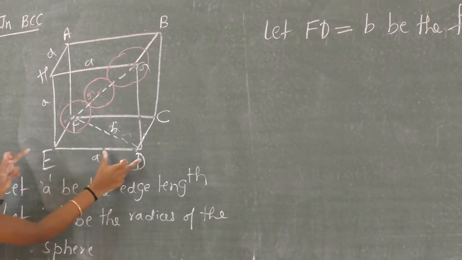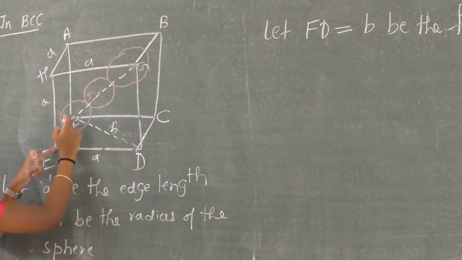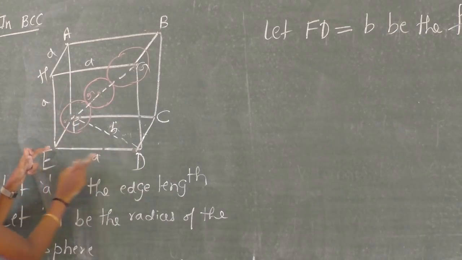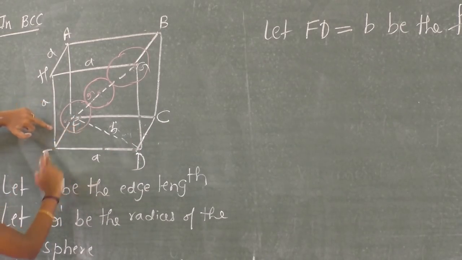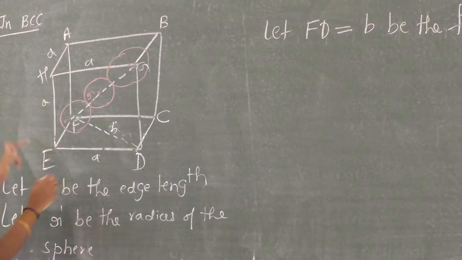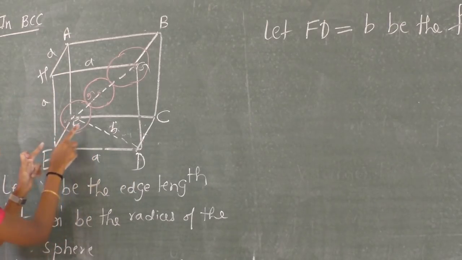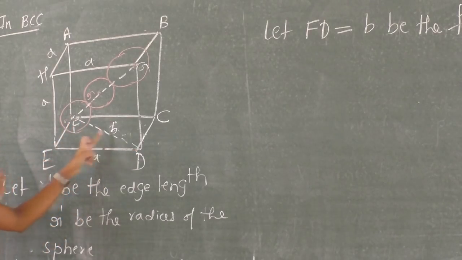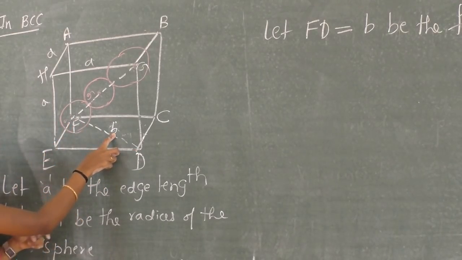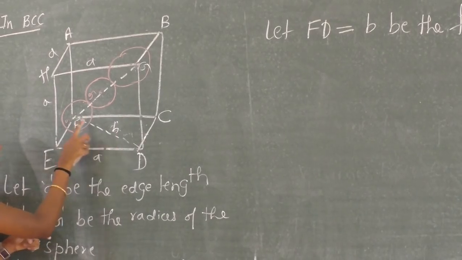Triangle EFD. Why am I considering this triangle? See, in this triangle, you know the length of these two sides. What is EF? It is edge length A. What is ED? A. So directly we can calculate the third side by applying Pythagoras theorem. So we can calculate B directly by applying the theorem.